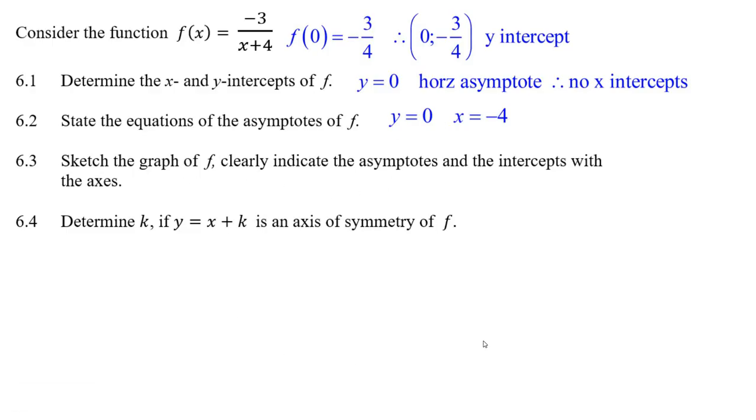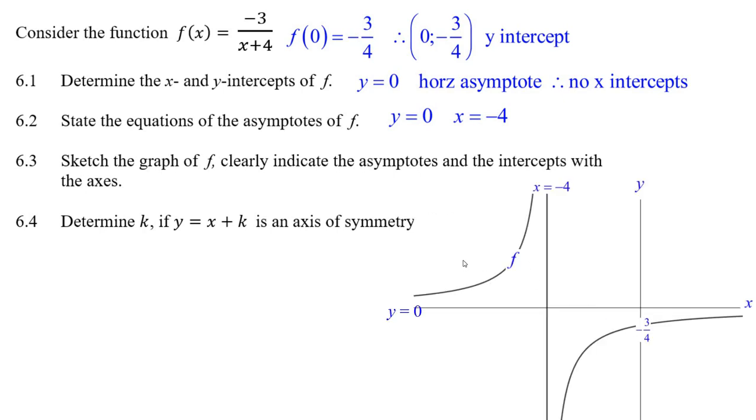Now sketch this. What is it going to look like? Well, we've got our y-intercept at minus 3 over 4. We know our branches are in the second quadrant and fourth quadrant of the hyperbola sort of thing. We know that y equals 0, the x-axis, is one of the asymptotes. And then we go 1, 2, 3, 4 to the left. We write x equals minus 4.